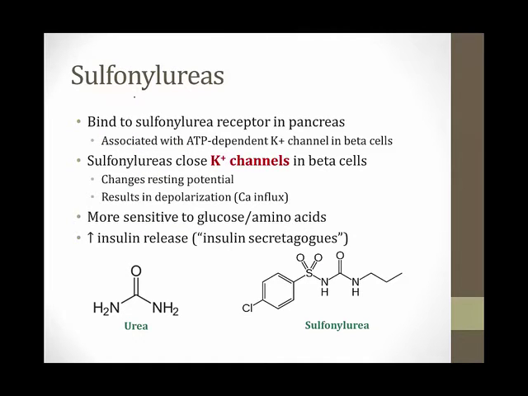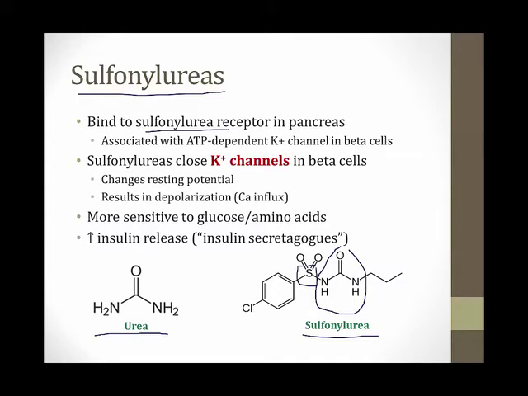Moving on, our next class of diabetes drugs are the sulfonylureas. At the bottom left side of the screen is the structure of urea, which you know from the urea cycle in biochemistry. On the right side of the screen is the structure of a sulfonylurea drug. You can see that it has a urea molecule in the middle of it attached to a sulfur moiety, hence the name sulfonylurea. These drugs bind to the sulfonylurea receptor in the pancreas.